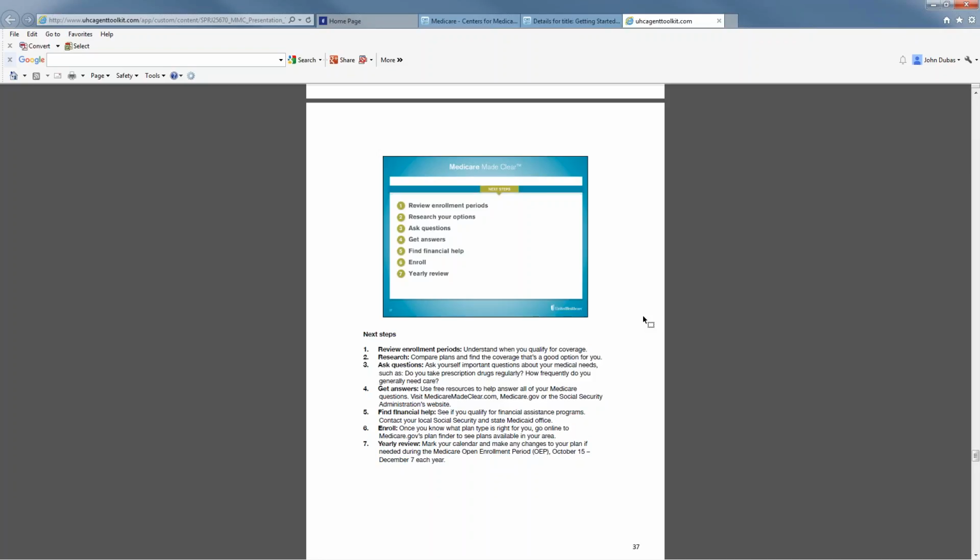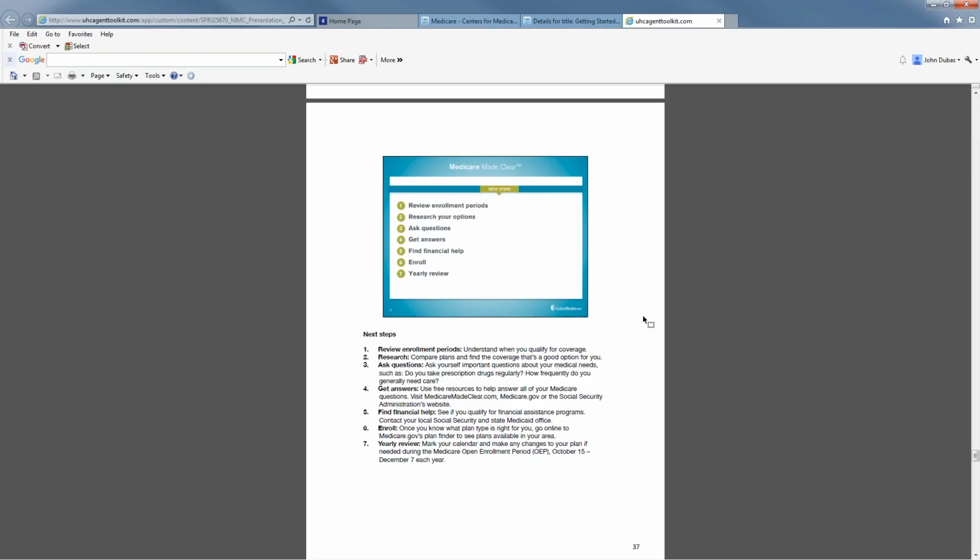Look and see also if there are financial programs available if you qualify for those assistance programs. The Social Security office and the state Medicaid office can help you, as can qualified insurance agents, by the way. And then you need to enroll. You need to know what plan type is right for you.